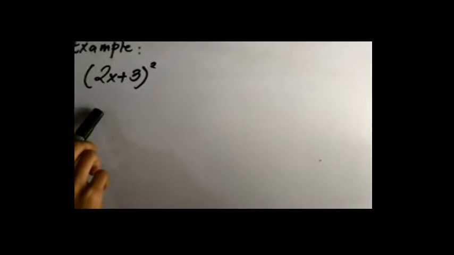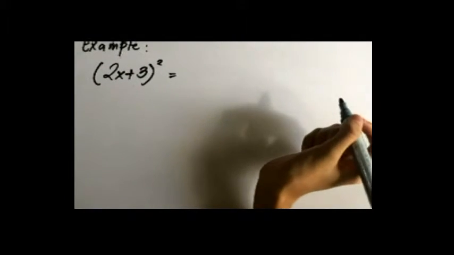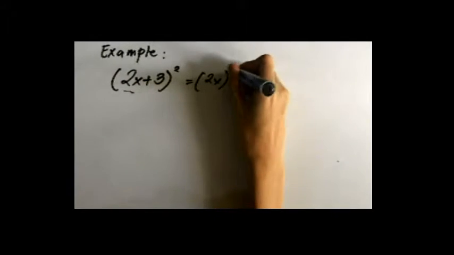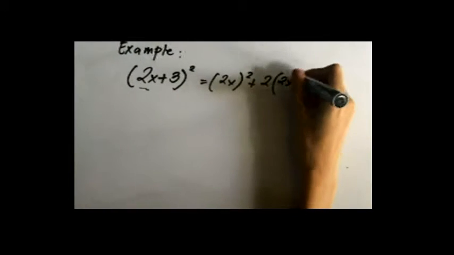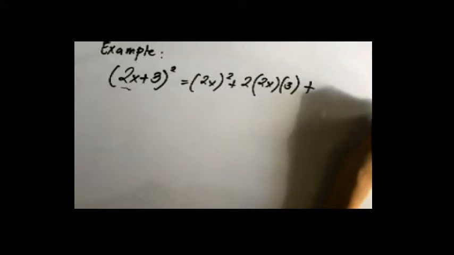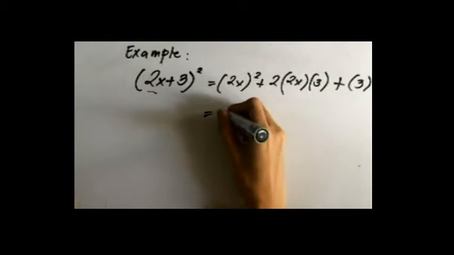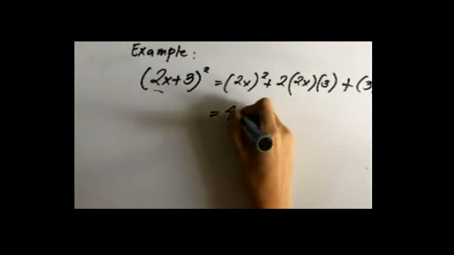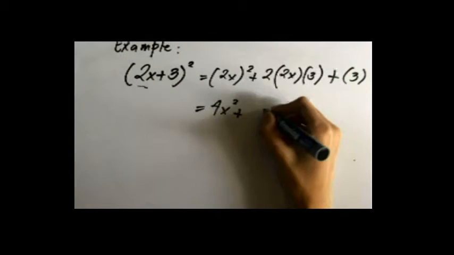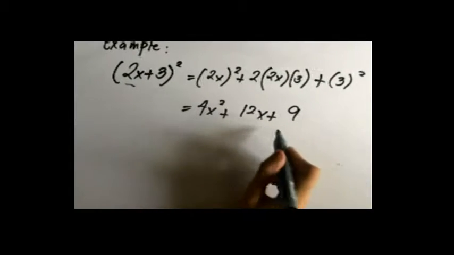So here we have the example, (2x + 3) squared. So the answer is: square the first term, (2x) squared, plus twice the product of the first and last term, 2x and 3, plus the square of the last term, 3 squared, then simplify. So (2x) squared is equal to 4x squared, plus 2 times 2x times 3, 6x, 12x, plus 3 squared, 9. So the answer is 4x squared plus 12x plus 9.